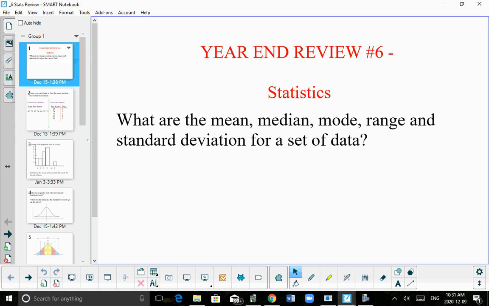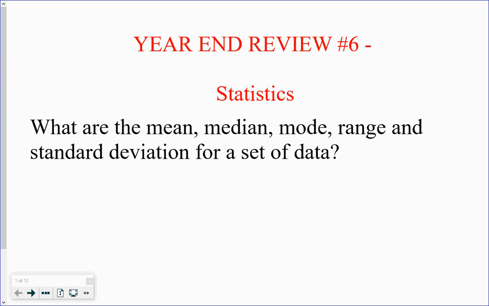Okay, so here is our statistics review. Statistics is not quite as exact a science as the other units that we're doing. It's more interpretation based. However, there are better interpretations than others. So we're going to look at different ways of interpreting data. The first ways that we looked at were the mean, median, mode, range, and standard deviation.